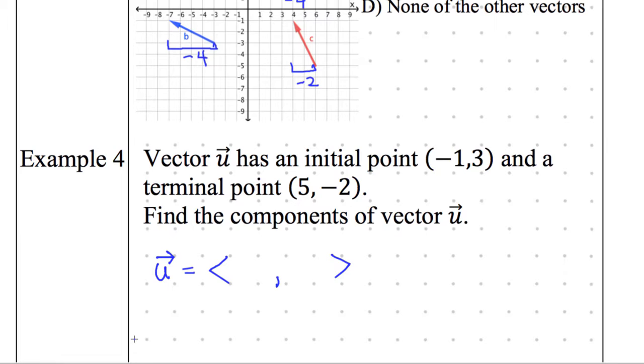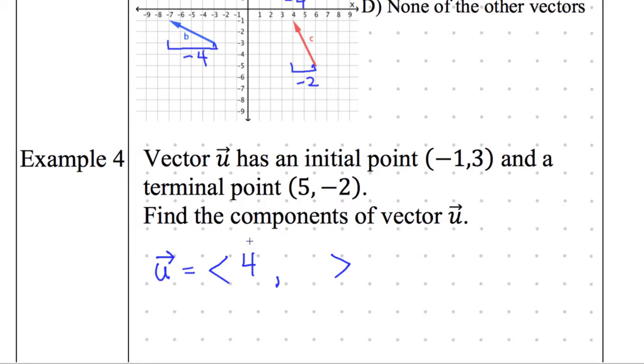But usually vectors have those little caret symbols, the less than, greater than. Those replace our parentheses. So u has what components? What are the x components? Well, my x went from negative 1 to 5. So is it a positive or a negative? It's a positive, and a positive what, Daisy? How much did I go in the x direction? Positive what?